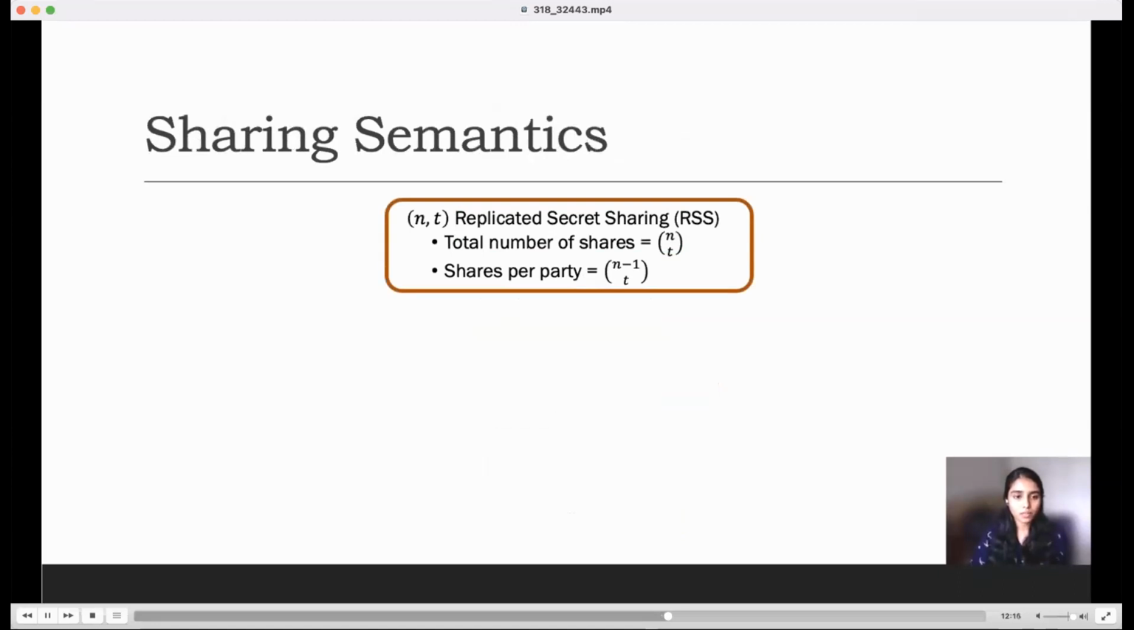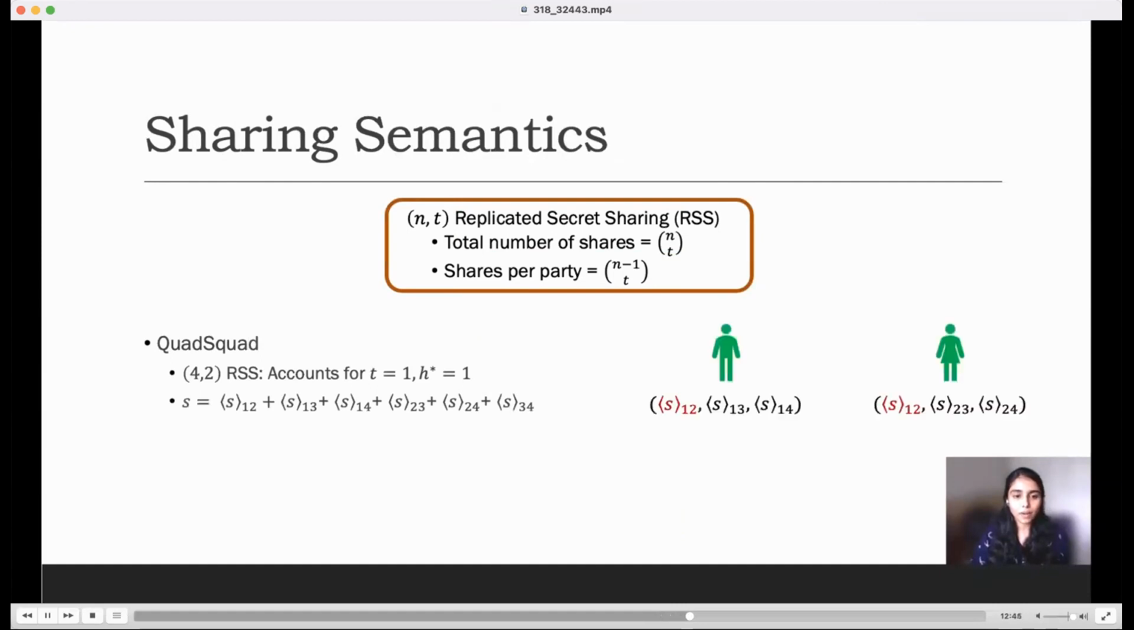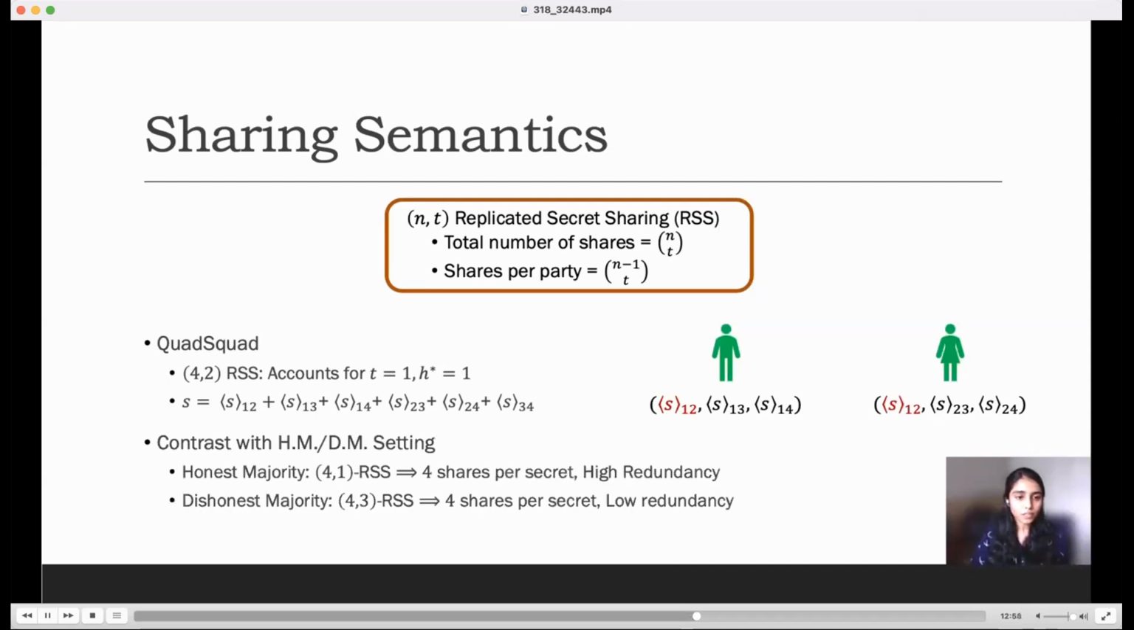Let me begin describing our protocol pod spot, starting with the sharing semantics. To ensure efficiency by operating over rings, we rely on replicated secret sharing, also known as RSS. Here, in order to tackle the corruption of one malicious and one semi-honest, with the view leakage which is possible, we consider a threshold of corruption of 2, which leads us to 4,2 RSS sharing. This implies that a secret is divided into 6 components in such a way that every pair of parties holds a common component. Say party P1 and P2, for example, hold the component S12. In contrast to the honest and dishonest majority setting, we have a higher number of share components, which poses a challenge in ensuring efficiency in our protocol.